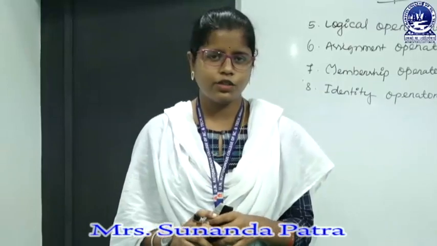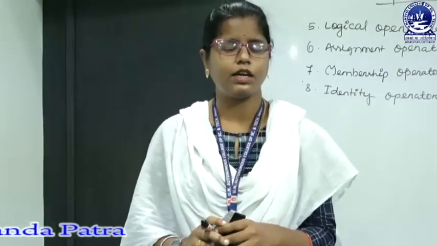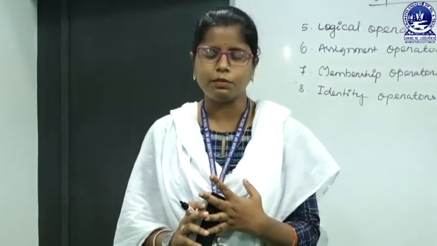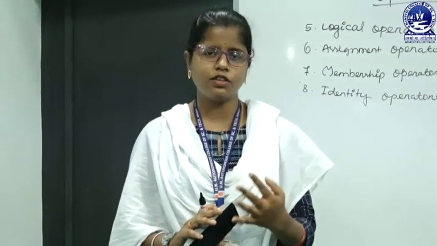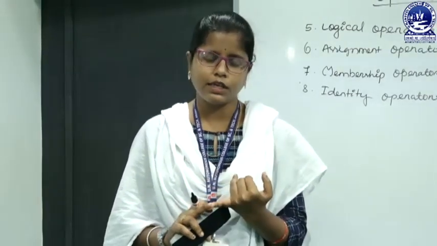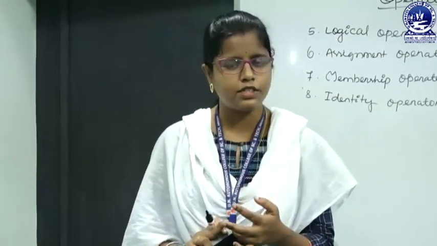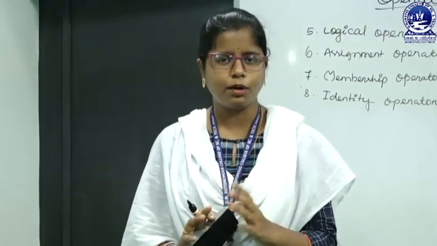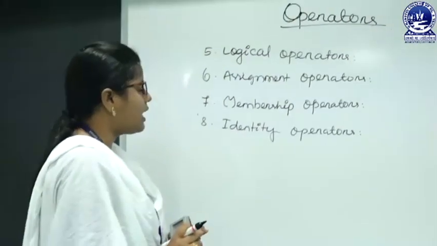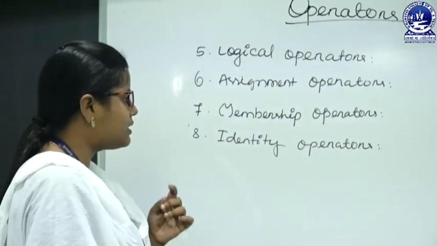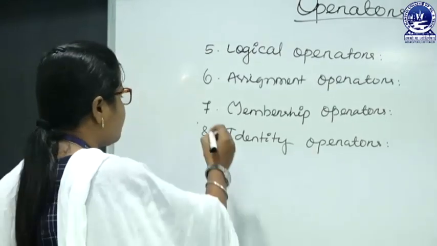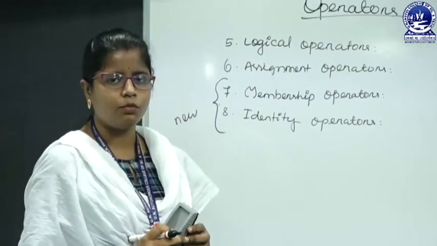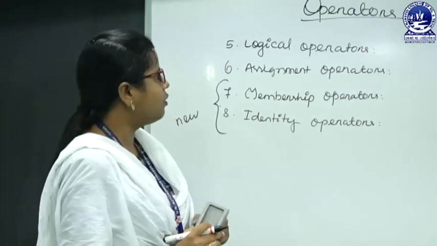So, in our last video lecture we started the operators of the Python programming language. Basically, we have 8 different types of operators in Python, and we have already discussed the first 4 types: arithmetic operators, relational operators or comparison operators, unary operators and bitwise operators. We have 4 operators left: logical operators, assignment operators, membership operators and identity operators. The membership and identity operators are new operators in Python. So, let us discuss one by one.